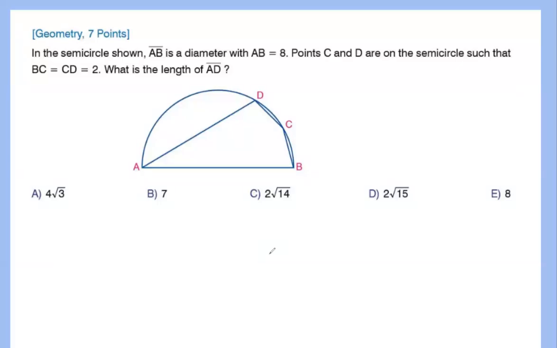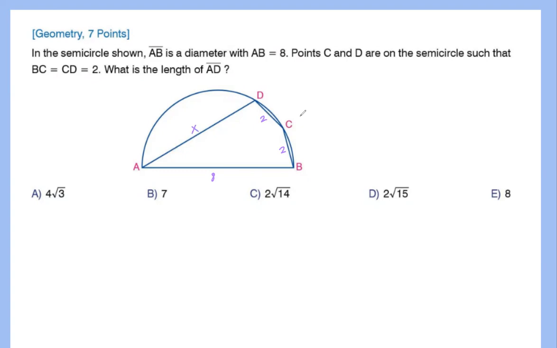Hello, everyone. So we have now another geometry problem. This is a grade 11 problem. What we have is AB is the diameter with 8 units, and C and D are on the semicircle with CD and BC is 2. And what we want is AD. I'm going to name this as X.